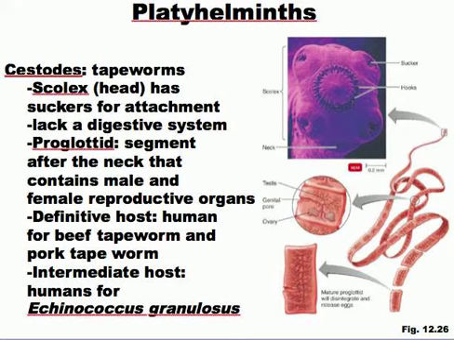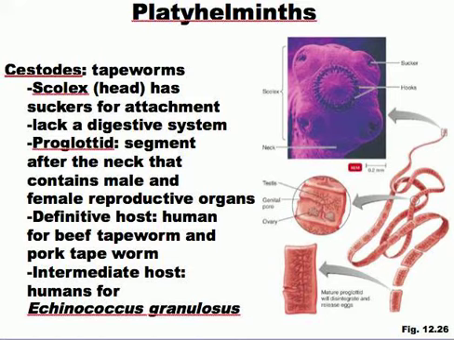Now, each proglottid is going to contain both male and female reproductive organs, but it's really only when the eggs are laid that this tapeworm is going to continue going through its life cycle. So again, the segment that's furthest away from the scolex is what's going to contain the eggs. But each proglottid, which is a segment, and there can be many proglottids strung together, is going to contain both male and female parts. So this is a monoecious organism.